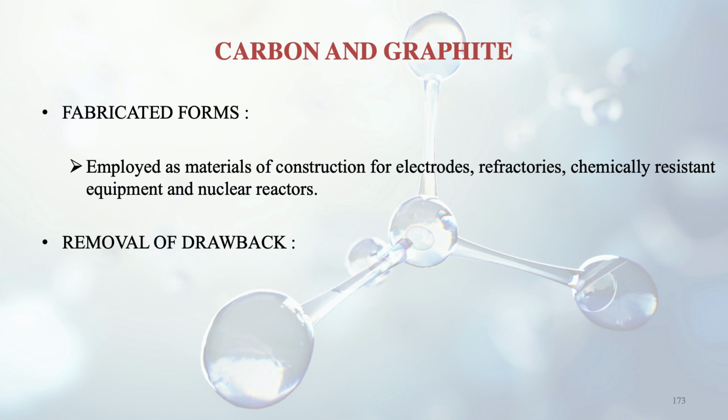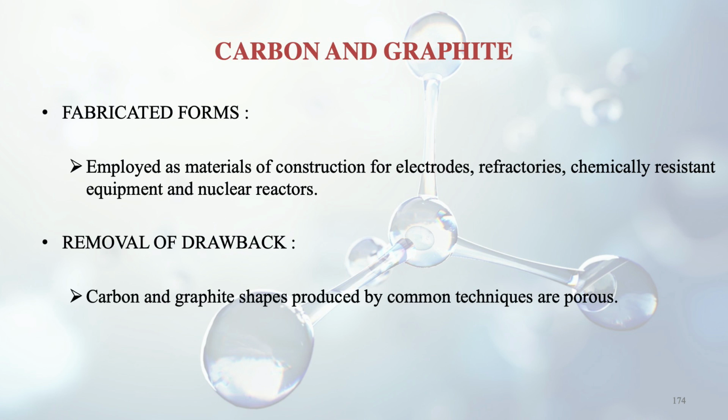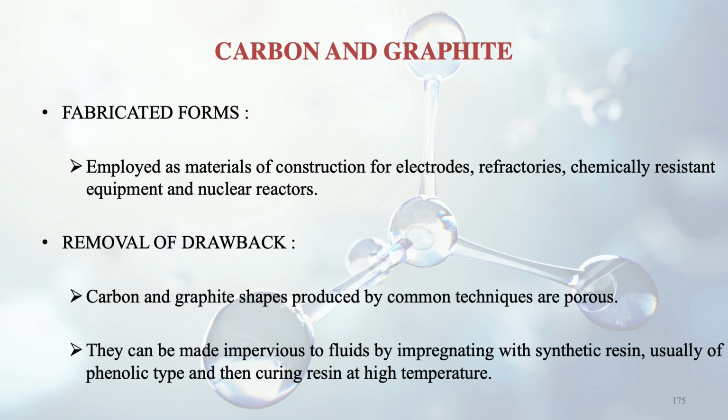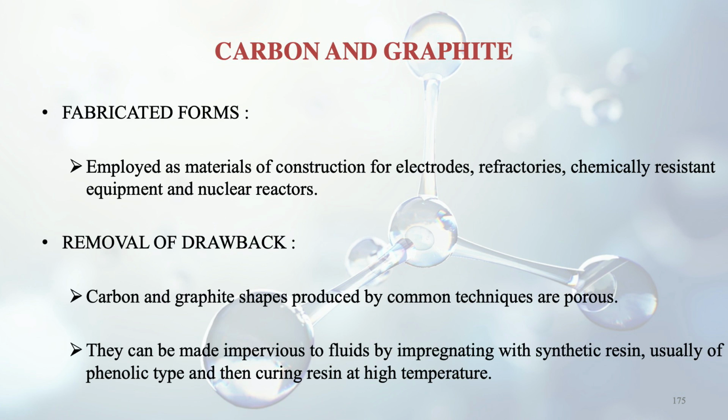Now let us discuss how a certain drawback is removed for carbon and graphite. Carbon and graphite shapes produced by common techniques are very porous, so they can be made impervious to fluids. How? By impregnating with synthetic resin, usually of phenolic type. Phenolic meaning it is alcohol based. If you know a certain amount of chemistry, you know that an OH bond will be there, and then this resin is cured at high temperature. In that way we are removing the drawback of porosity.